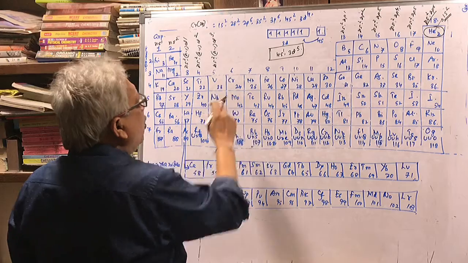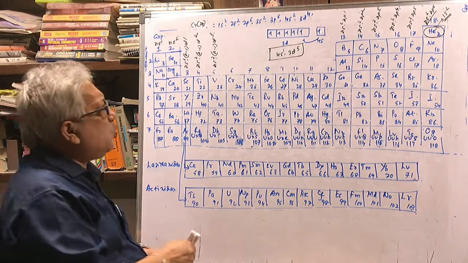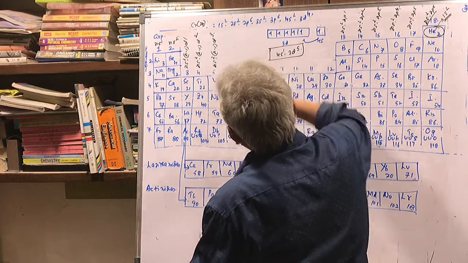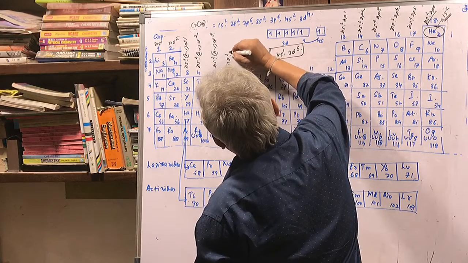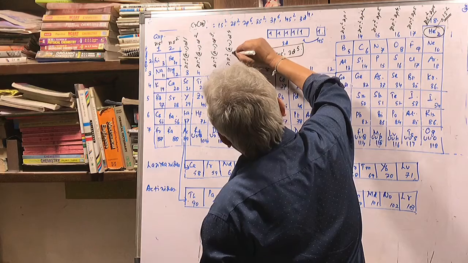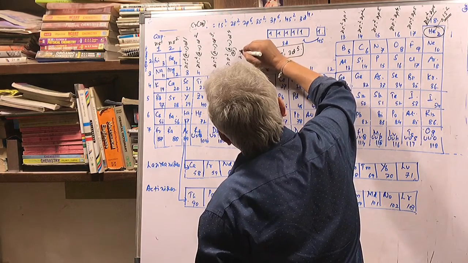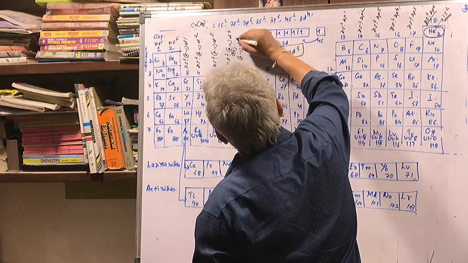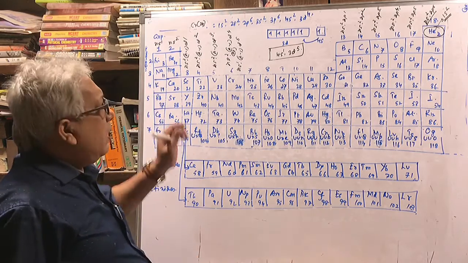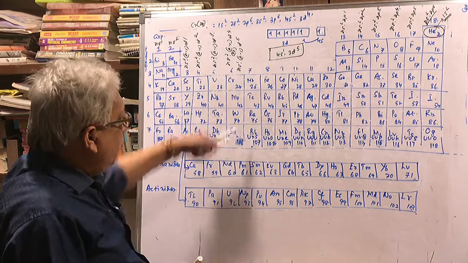So for group 6 there are two configurations you can write: ns2 (n minus 1)d4, that is original, or, for stability, ns1 (n minus 1)d5. A similar thing you will find also in group number 11. I hope you are okay with this, children. This is for chromium, that is, for group 6.